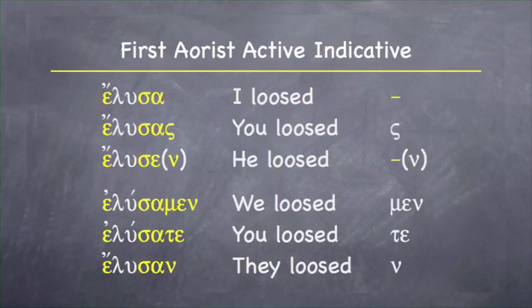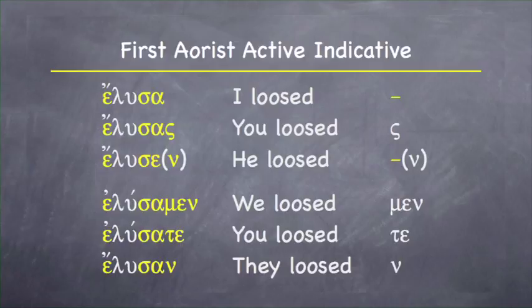When you look at the full paradigm, it's elusa, elusas, elusen with a movable nu, elusamen, elusate, elusan. You can see the augment and the tense formative telling you it's an aorist. When you look at the personal endings, you can see that for the most part, they are secondary active endings, and for the most part, look just like the endings that you have on the imperfect. The one big difference is first person singular, though, isn't it? There's no personal ending used in the first person singular of a first aorist. It's elusa, not elusan with the nu, which is what you might expect from an imperfect. Okay, this is just one of the oddities of the first aorist system.